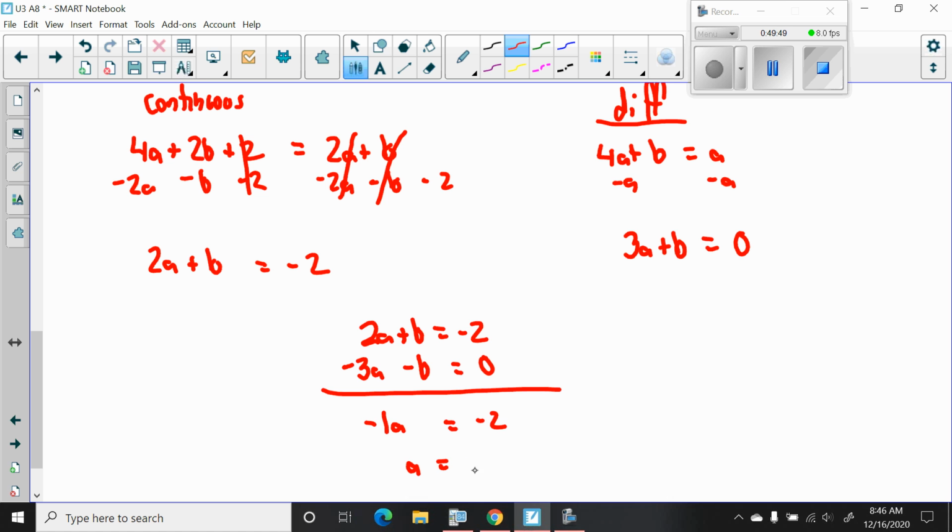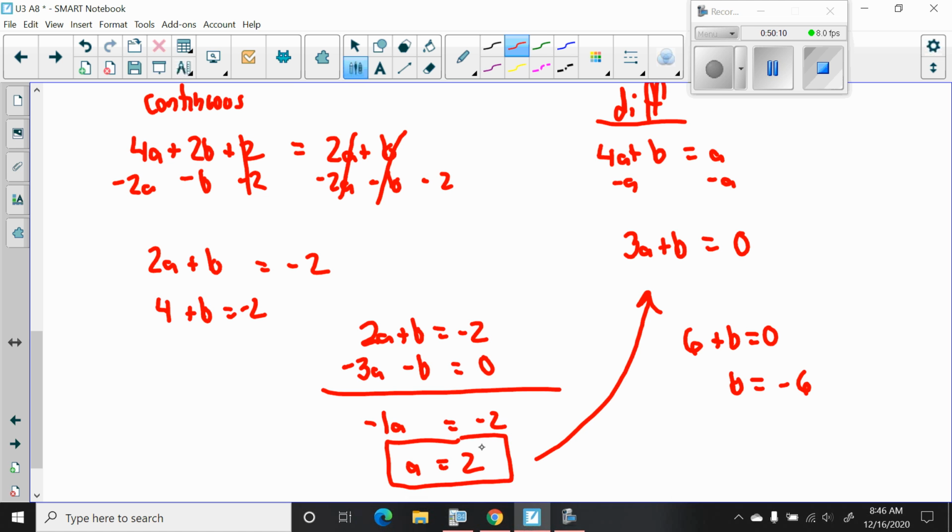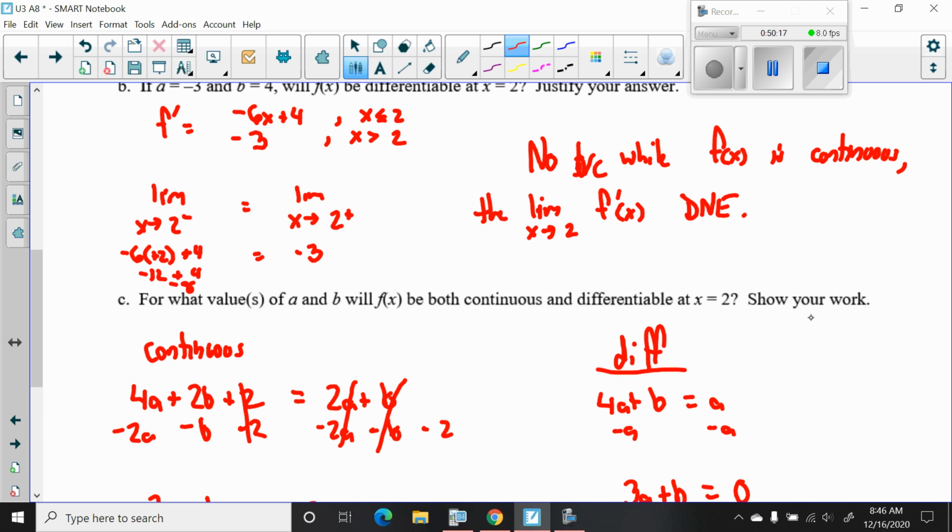If a were 2, put this back into either equation. I'm putting it in here. That would be 6 plus b is equal to 0. B would have to be equal to -6. Just to confirm, if I put in 2 over here, 4 plus b is equal to -2. Yeah. So if a were 2 and b were equal to -6, it says show work or justify answer, just show your work. All right, we showed it. There we go.